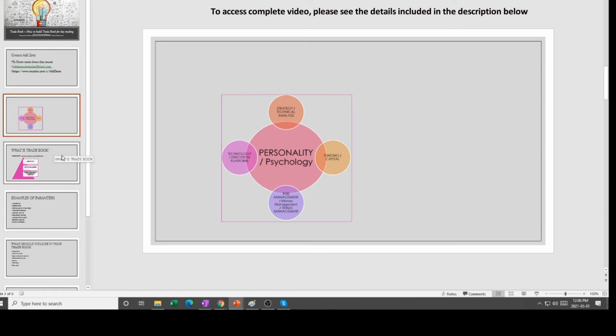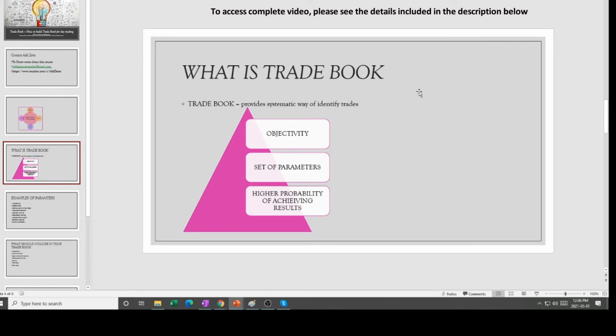So let's get to the definition of what a trade book is. A trade book provides you a systematic way of identifying your trades.